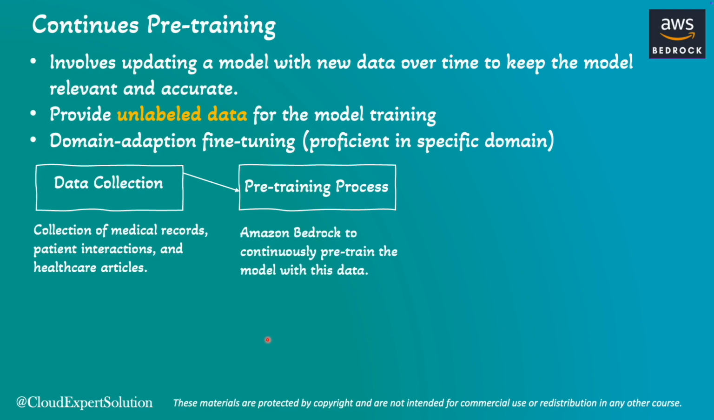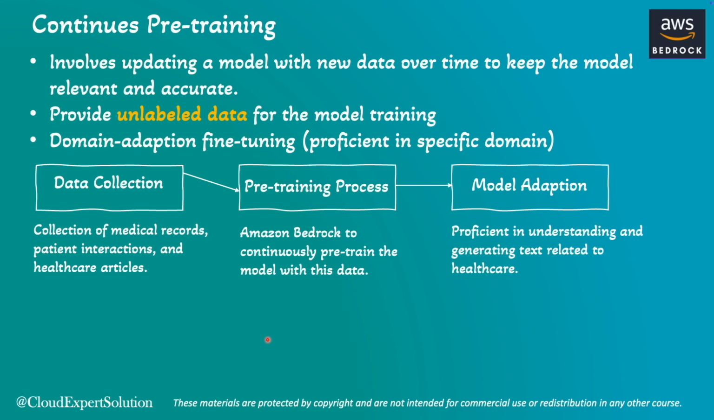In this pre-training process, Amazon Bedrock continuously pre-trains the model with the data in a secured and managed environment. As a result of continuous pre-training, we have the adapted model. Now the model learns from the new data, improving its ability to handle domain-specific languages and tasks. As an example, now the model becomes more proficient in understanding and generating text related to healthcare, which makes it more useful for tasks like summarizing patient records or gathering medical reports.